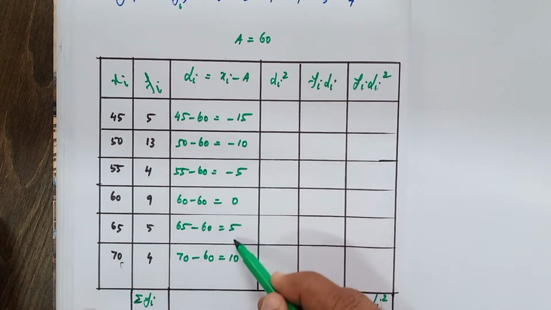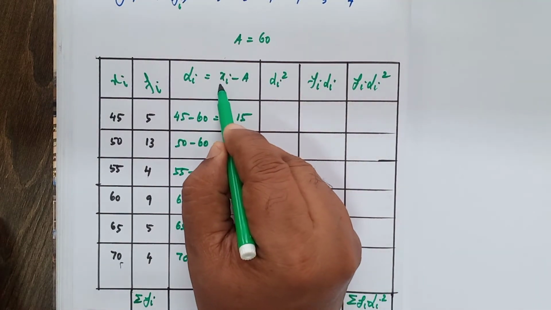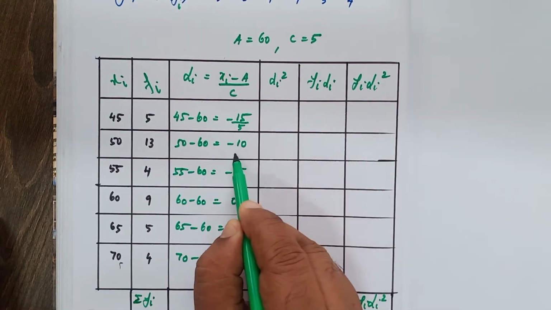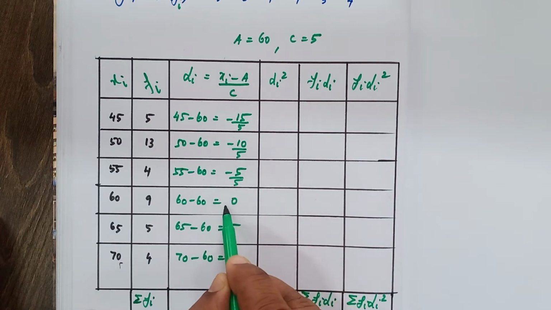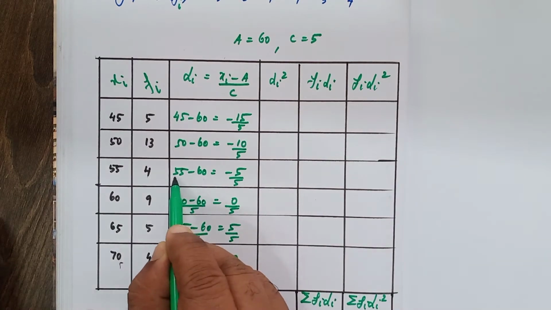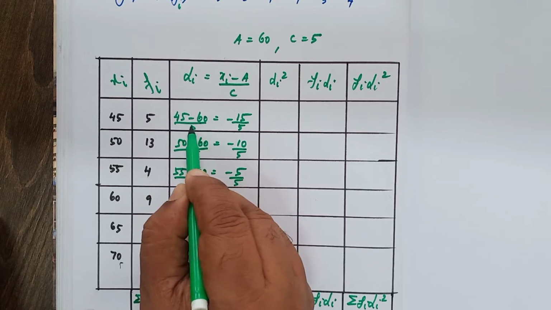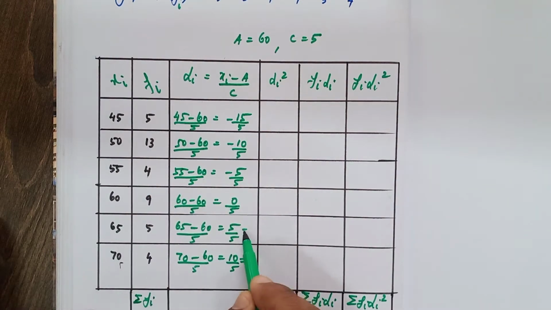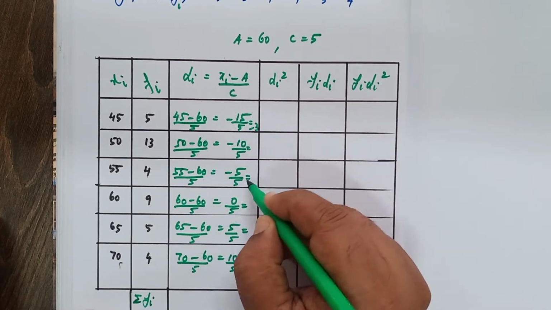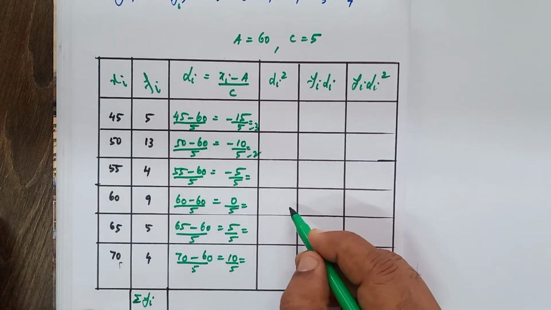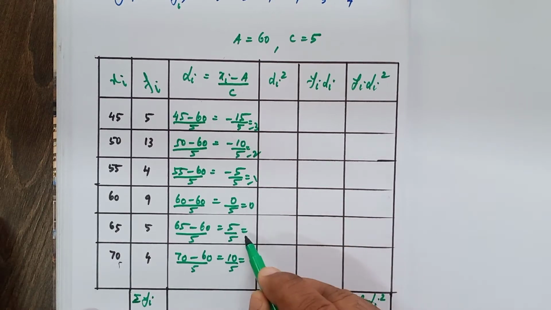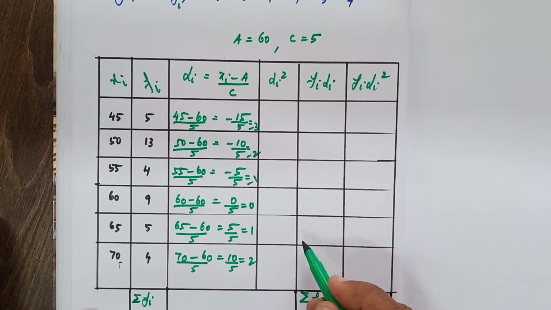Now, each and every number can be divided by 5. So, you can divide by c. That c value is equal to 5. Divide by 5. You will be getting, this is minus 3. Here minus 10 by 5 is equal to 2. Minus 5 by 5 is equal to 1. 0 by anything is 0. 5 by 5 is equal to 1. 10 by 5 is equal to 2.